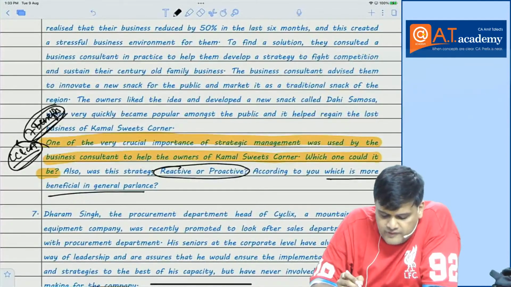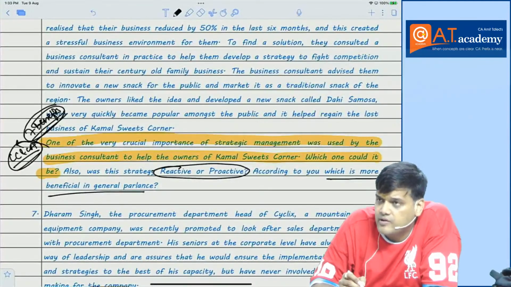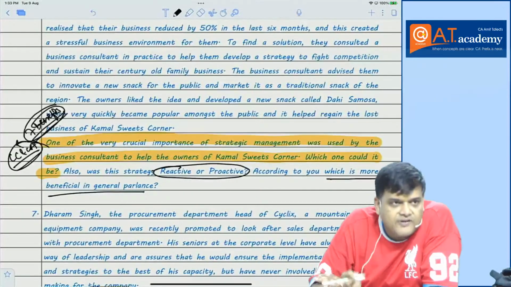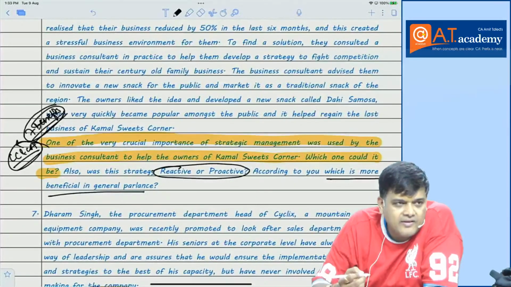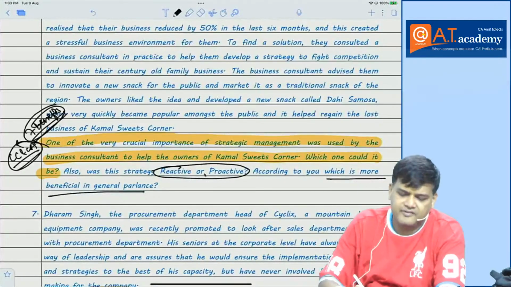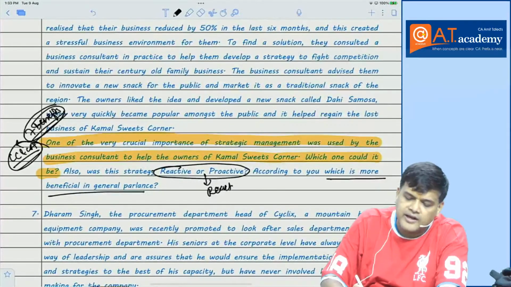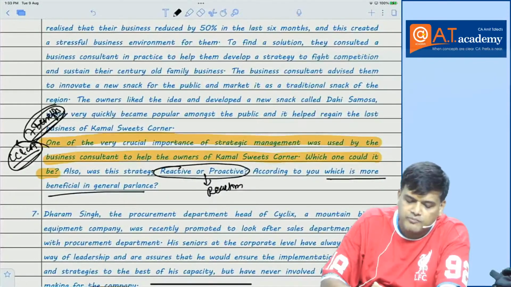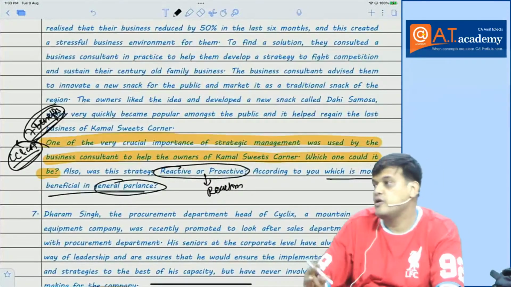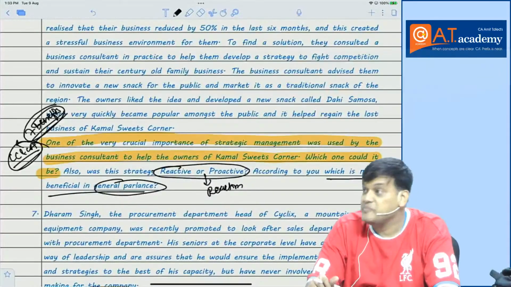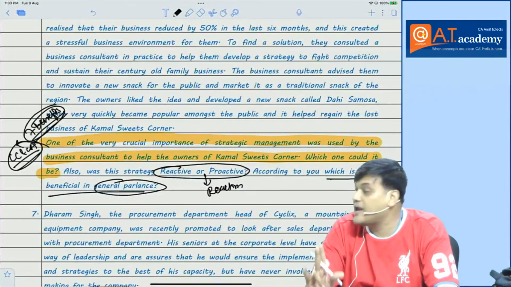Also, was this study reactive or proactive? Reactive. And the last point: according to you, which is more beneficial in general parlance? Proactive. Okay, but the question says best in general parlance. Please understand, they have used the words general parlance. What will that mean?